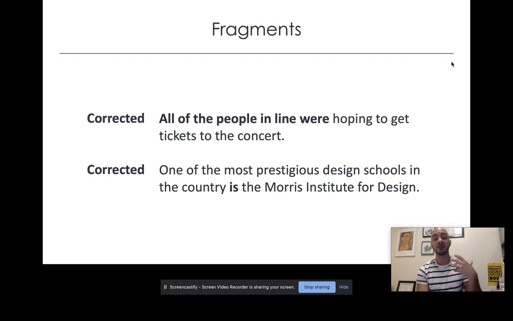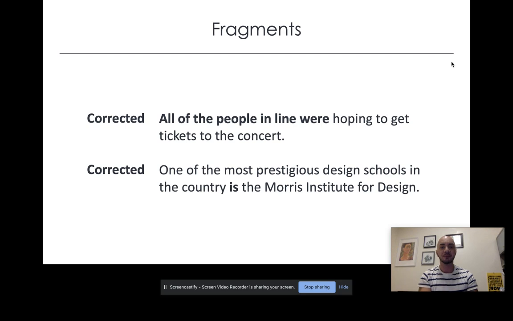Well, now we have both a subject and a verb, and the original phrase, hoping to get tickets to the concert, becomes part of the predicate. In this case, people is your subject, and all goes with it. All is an indefinite pronoun that connects to it, but people is your subject. And what are they doing? They were hoping. So now we have a complete sentence on our hands.